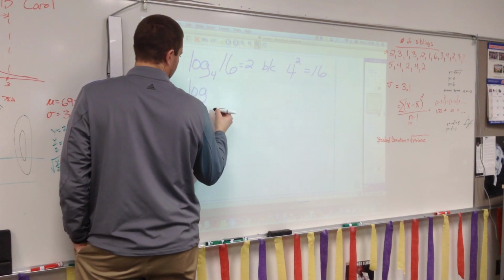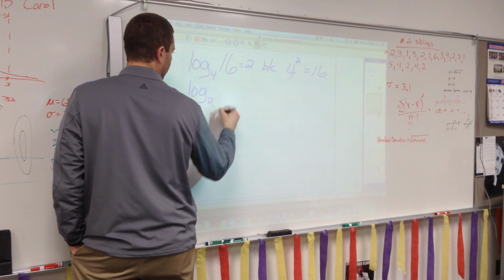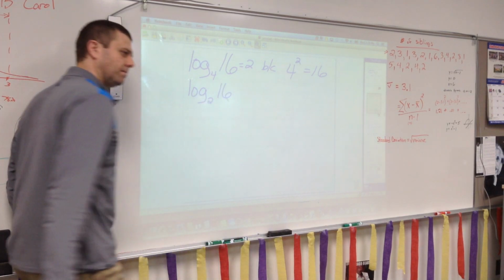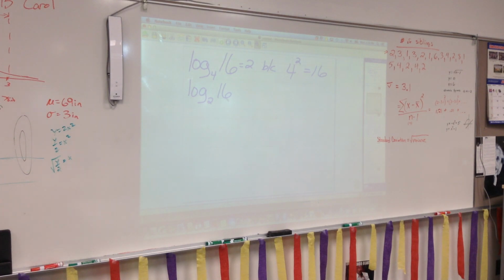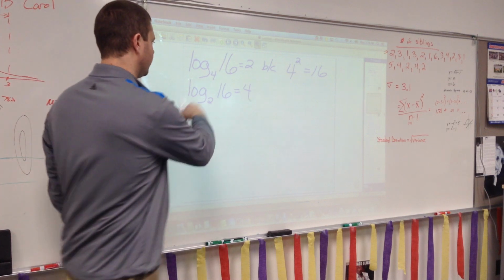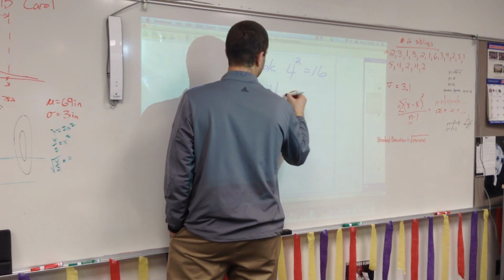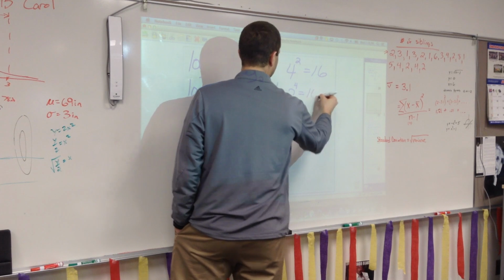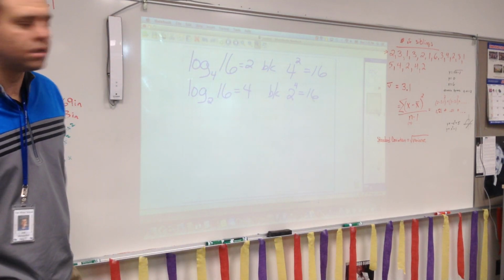Log to the base 2 of 16. To the third. Maybe 4, right? Would be 4. Yep. 2 times 2 is 4, times 2 is 8, times another 2 would be 16. 2 to the 4th power is 16. So the answer to this would be 4, and the reason that's true is because 2 to the 4th power equals 16.